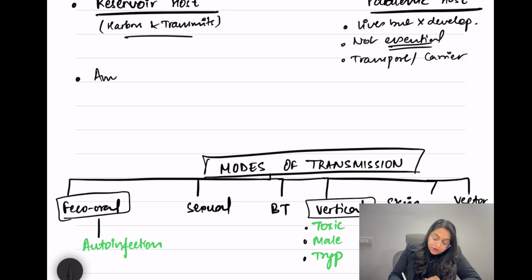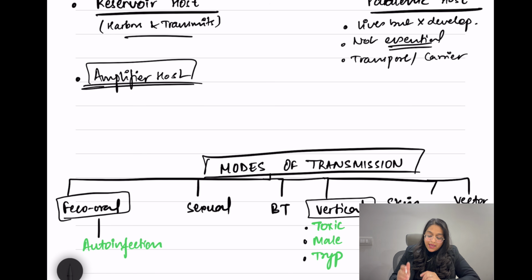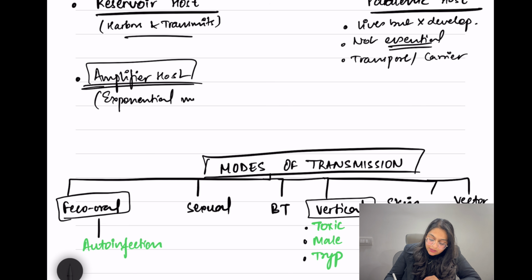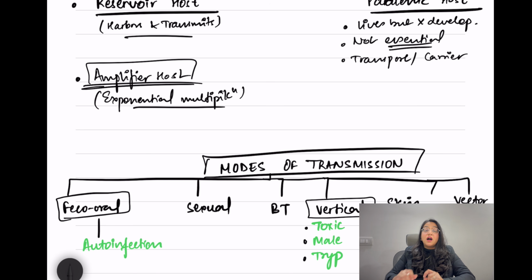Another word which I want you to know is the amplifier host. So in a reservoir host, nothing is happening. The parasite is just sitting. In an amplifier host, exponential multiplication is taking place. The parasite is dividing very, very fast, and that host is highly infectious.